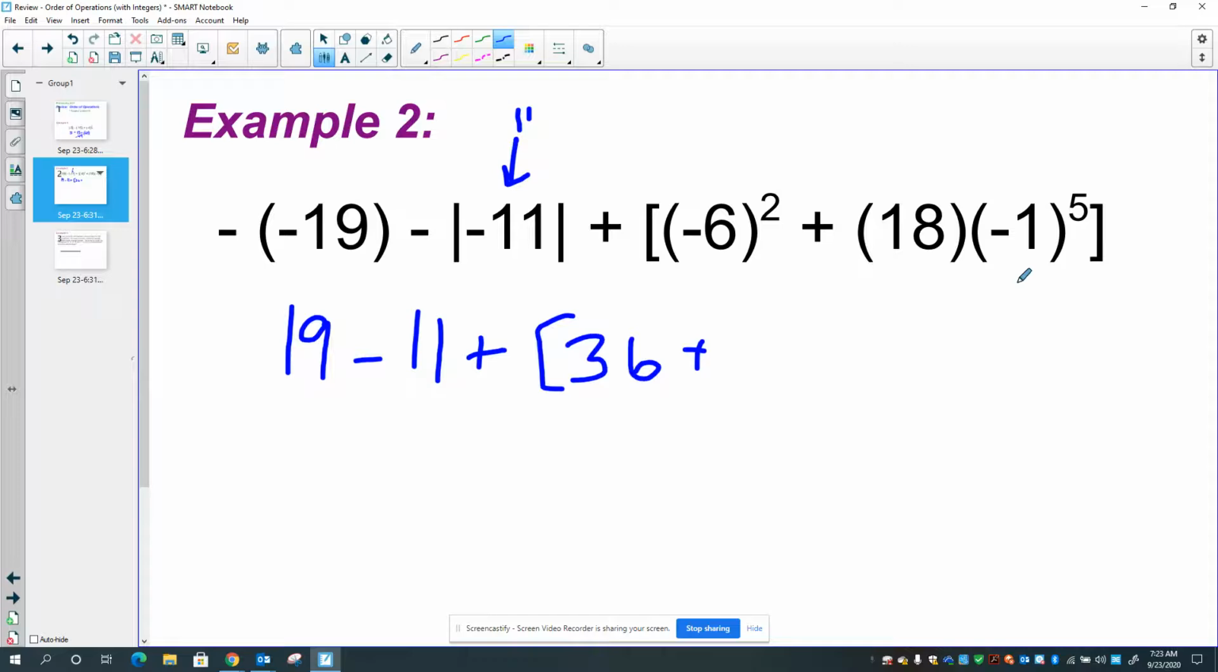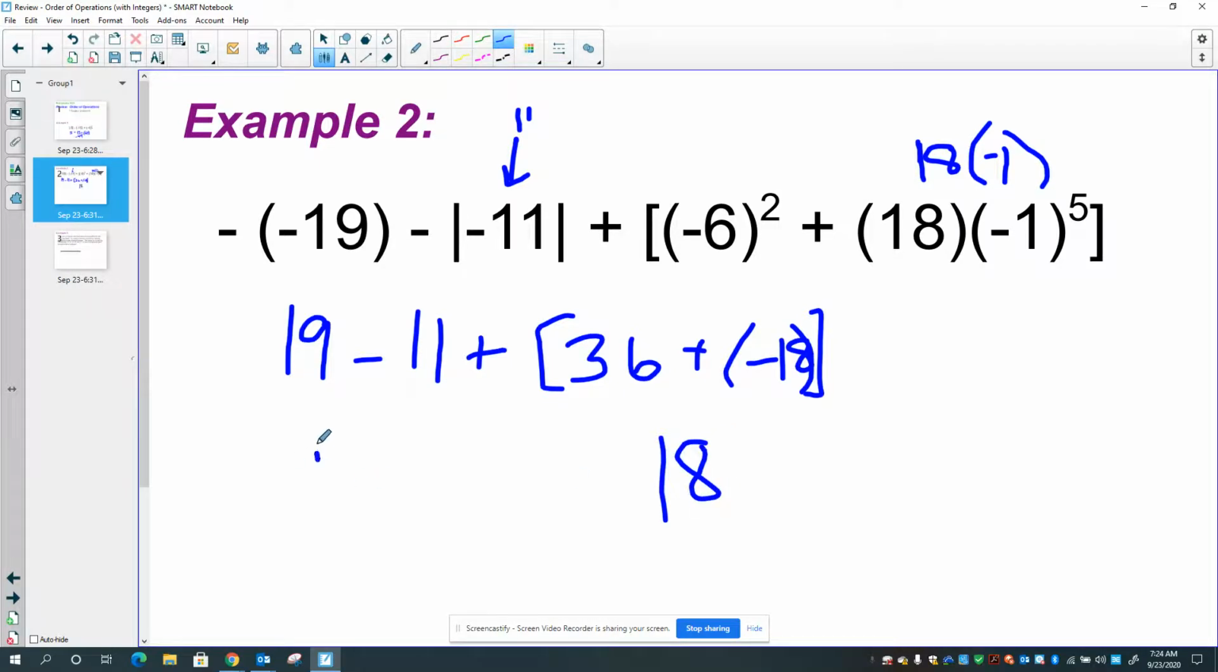We don't want that. The first thing we do is -1 to the 5th. Now remember, 1 to any power is 1, but the exponent is odd, so it's going to be -1. So this is really just 18 times -1. And that's just going to give us negative 18. So now inside the bracket, we have 36 plus negative 18, or 36 minus 18. Well, that's just 18, right?